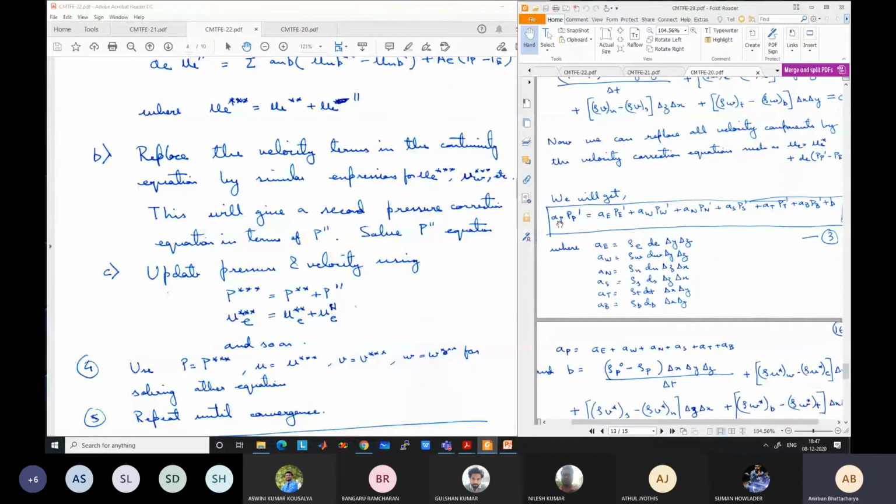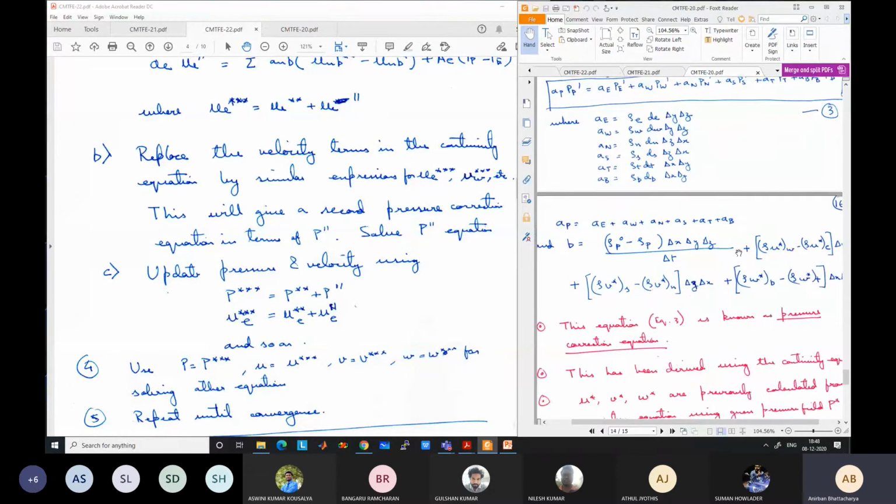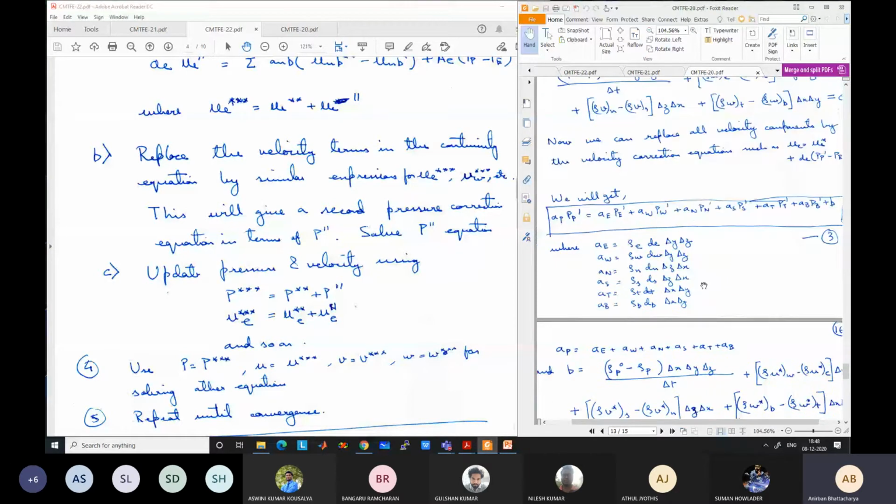You will get another equation which gives APPP double dash equal to AEPE double dash plus AWPW double dash plus ANPN double dash plus ASPS double dash plus ATPT double dash plus APPB double dash plus B, where B has all known velocities, double star velocities. Everything is known in B. So the unknown second pressure correction PP double dash, PE double dash can be solved using the second pressure correction equation, which has been devised from the same continuity equation.